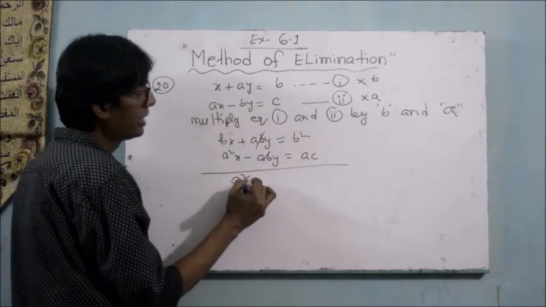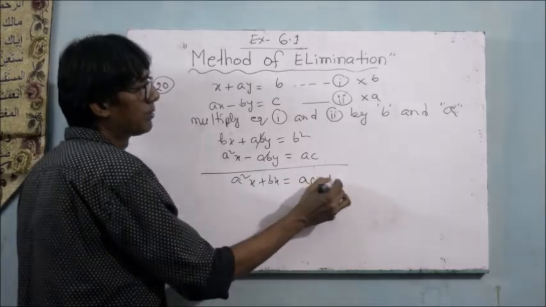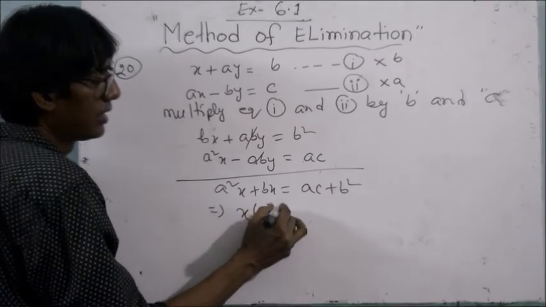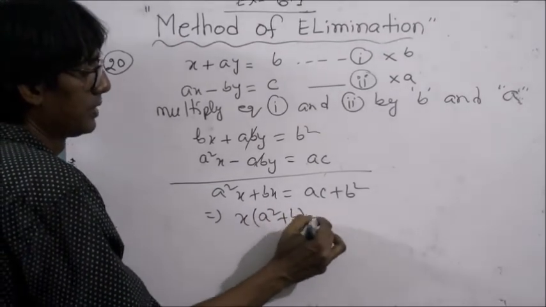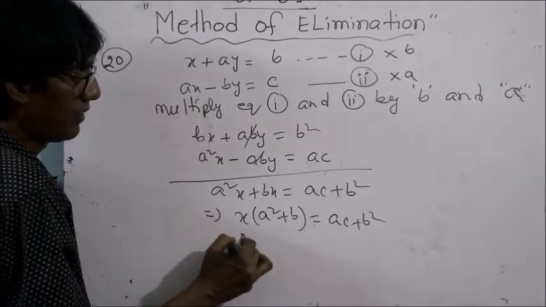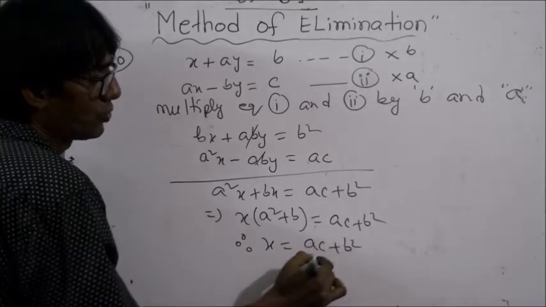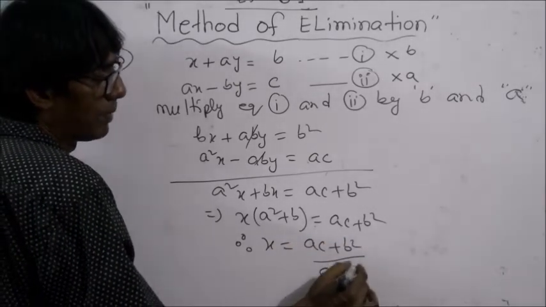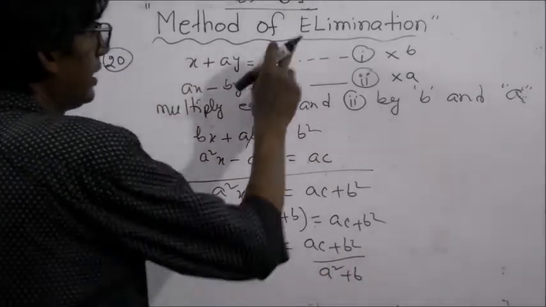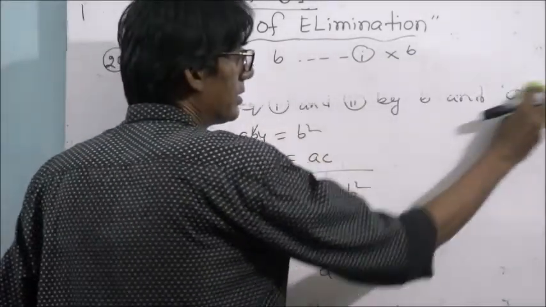Now a square x plus bx equal to ac plus b square. Here x is a common term, so x times (a square plus b) equal to ac plus b square. Therefore the value of x equal to (ac plus b square) divided by (a square plus b). Clear? Now you can apply the value in equation 1, then we will get the value of y.